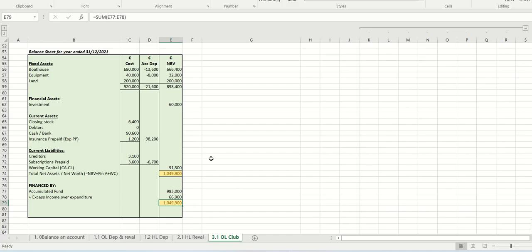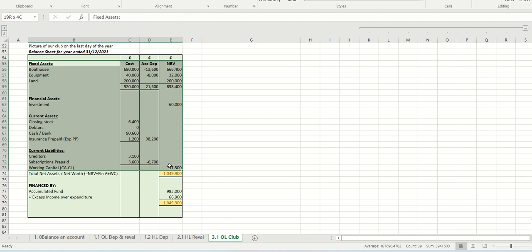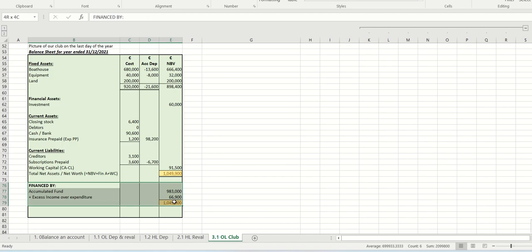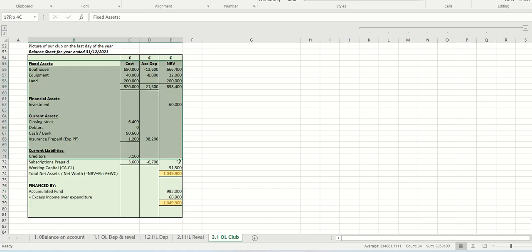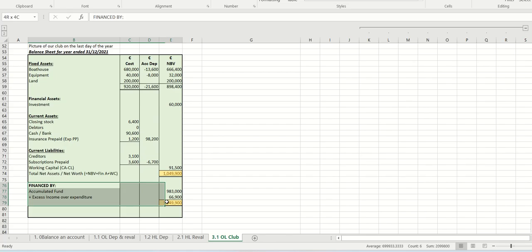And what balance sheets tell us, and again, I would like you to get good at this, is that it's like a picture of our club on the last day of the year. It tells us everything that I own up here, and down here where I got the money to actually buy all of this stuff up here. That's pretty much what it's telling you. So the top half is all the things that I own, and then the bottom half is where did I get the money to buy all of that.